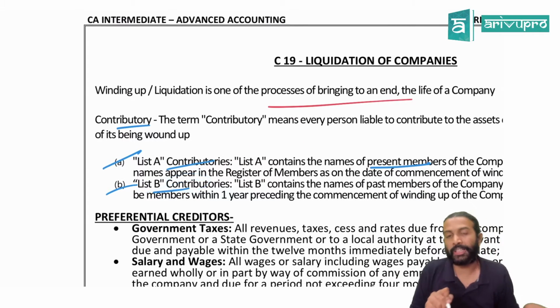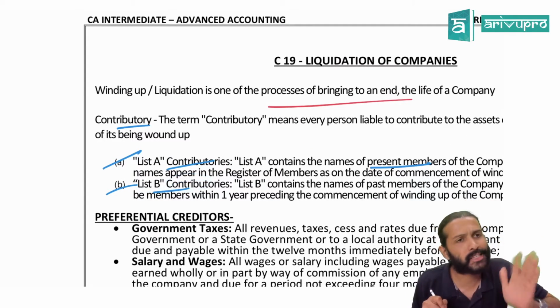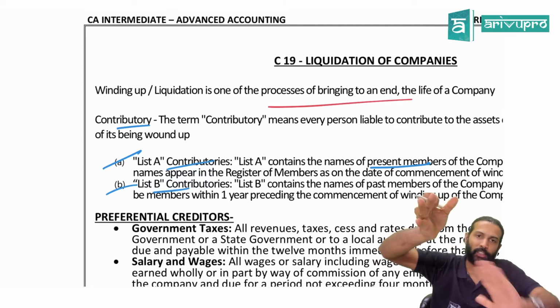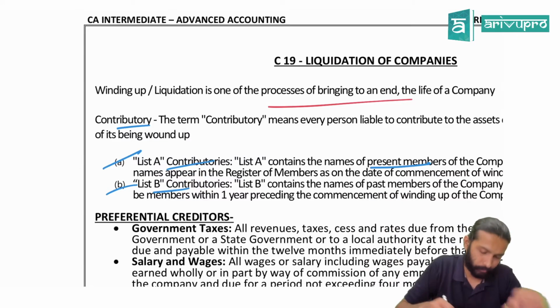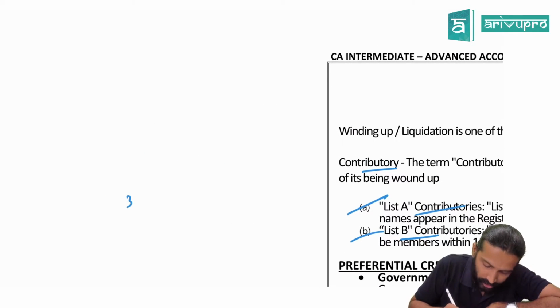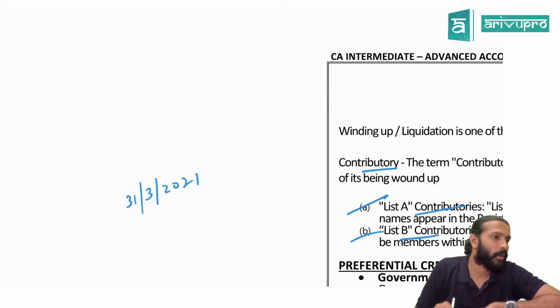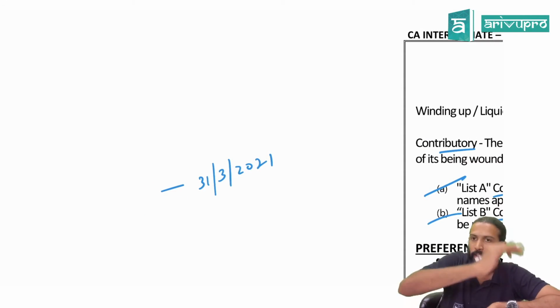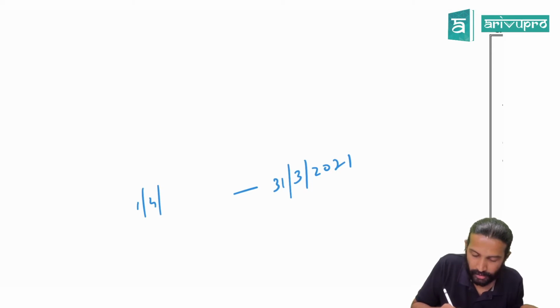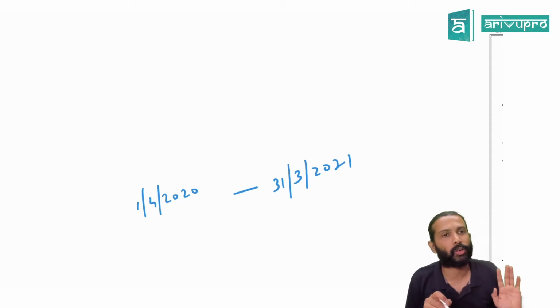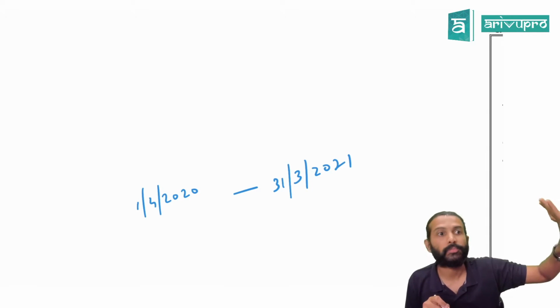There is also something known as List B contributory. List B contributories are those who have sold their shares within 1 year before the liquidation date. Suppose the liquidation date is 31st March 2021. Can you calculate 1 year before this date? If you go back 1 year, what will the date be? 1st April 2020. Correct?